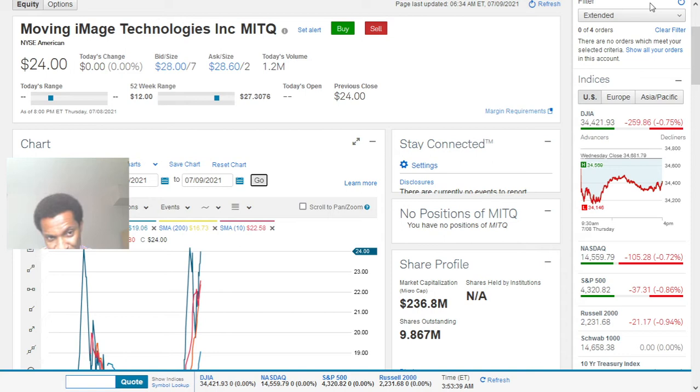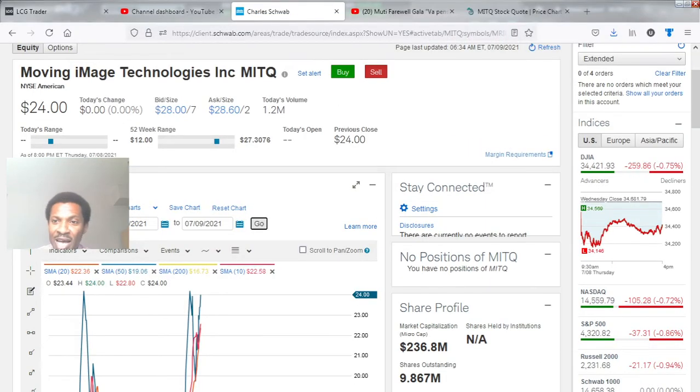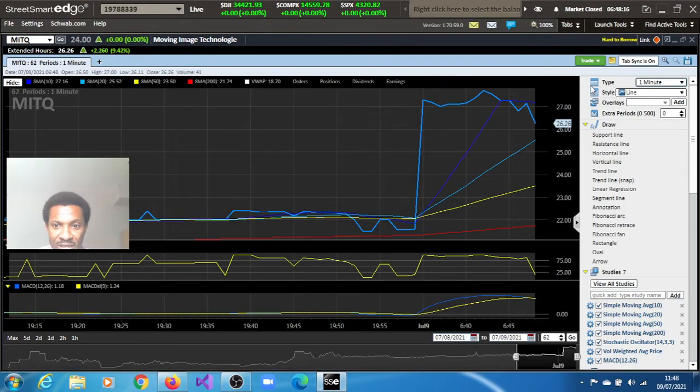600% and some fraction. So right now, as we speak, we can see what's going on here. This is live. It is trading at 26.26, up 9.42% in this pre-market session of the 9th of July. Yes, the stock has retraced, now trading in between its 10-day and 20-day moving averages. Momentum is waning significantly. It's currently oversold at the moment.